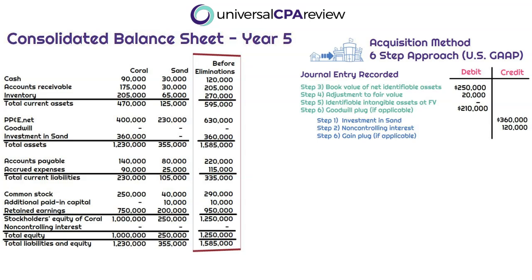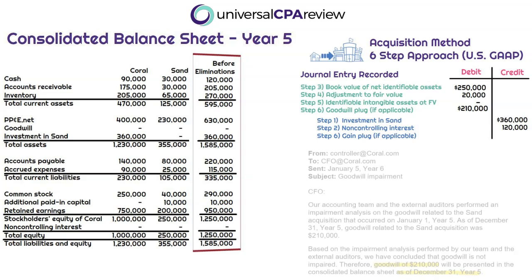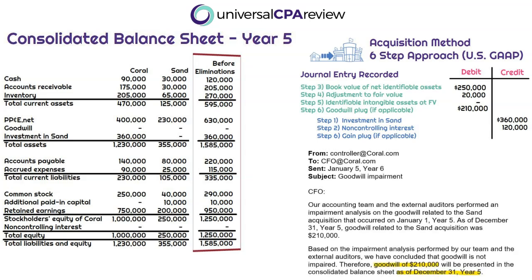That means that they paid more than basically the net identifiable assets of what they acquired, right? And if you remember, in that email regarding goodwill impairment, it said that goodwill was initially recorded at $210,000, and that at the end of the year when they did the impairment assessment, well, there was no impairment, right? So that's how we know that the $210,000 plug to goodwill is still the correct number.